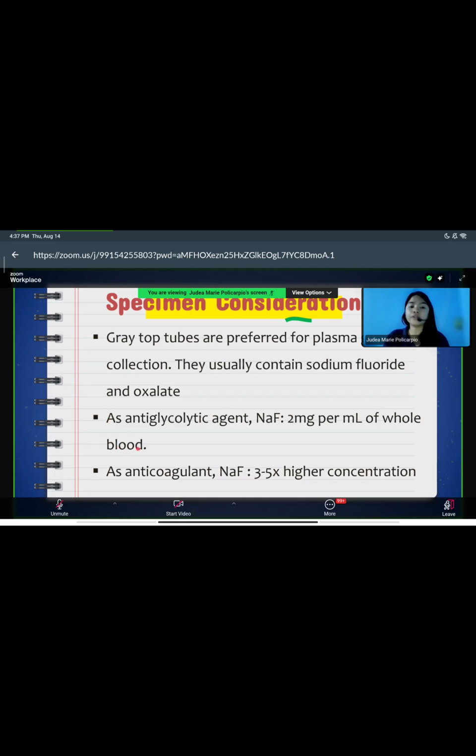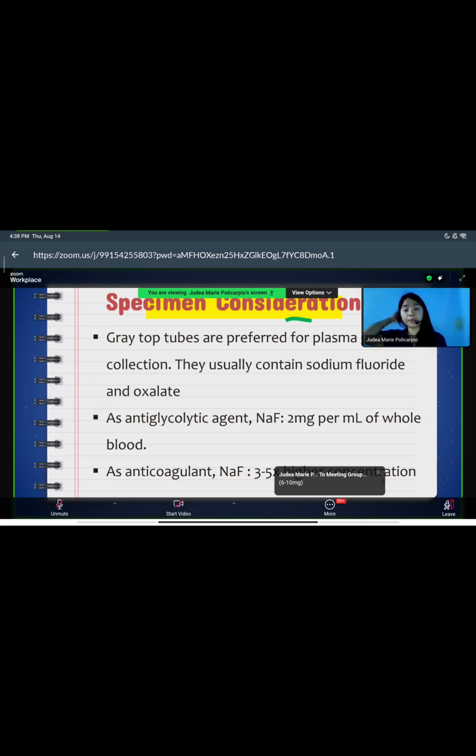If you're planning to use sodium fluoride as an anticoagulant, ang problema, sodium fluoride is a very weak anticoagulant. So if you're planning to use it as an anticoagulant, you would need to use it at a higher concentration. According to the Book of Thieats, you have to use it at 3 to 5 times higher na concentration. So that means if you're planning to use it as an anticoagulant, you will have to use around 6 to 10 milligrams ng sodium fluoride for every ml of the whole blood. Okay, so 6 to 10 milligrams.